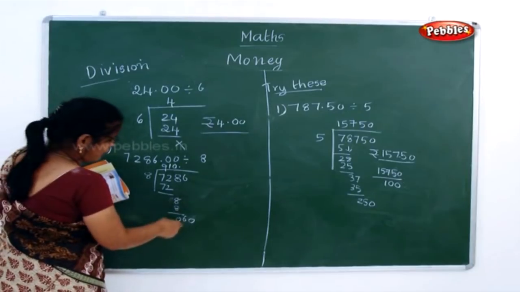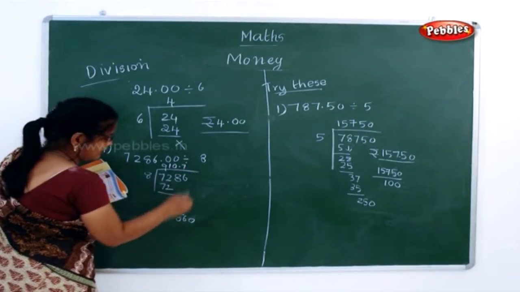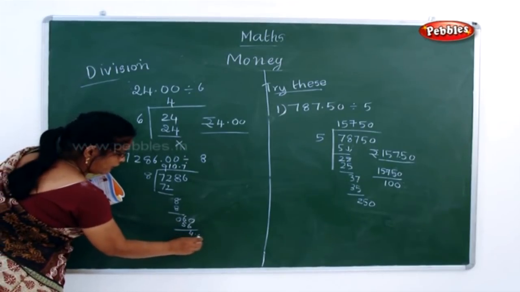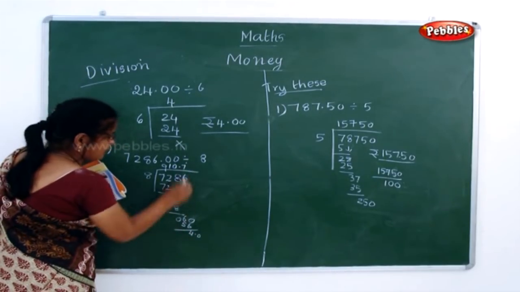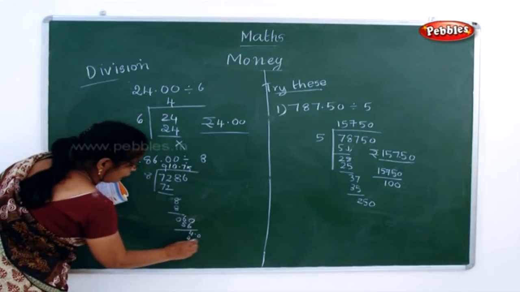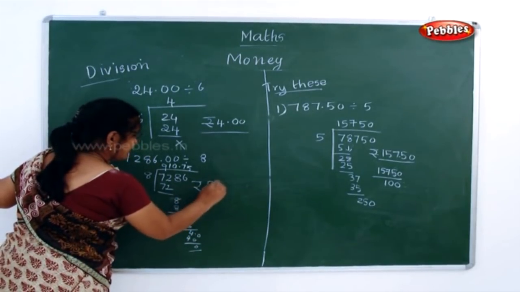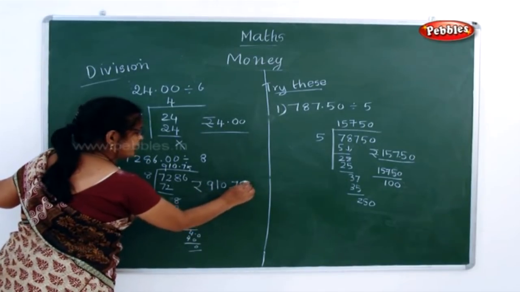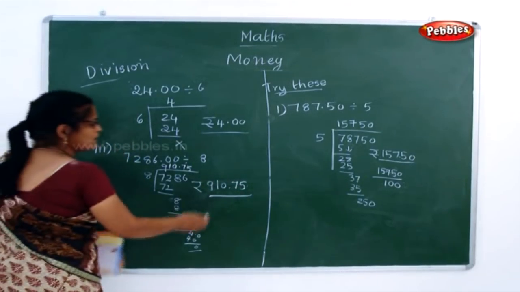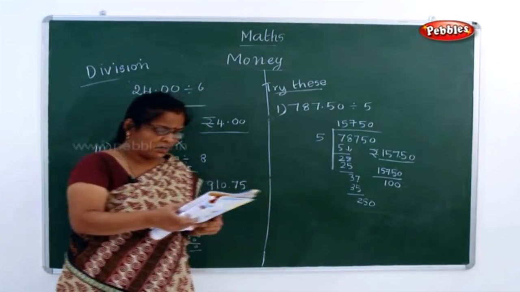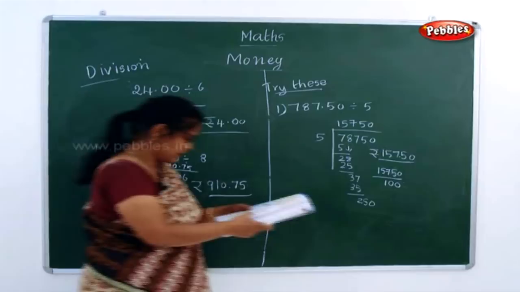When you put a decimal point here, now 8 7s are 56. So now what you get? 4 point, again 4.0. So what is it? 8 5s are 40. So now what is the answer? Rupees 910.75. So this is how you have to do your division in your book. And there's one more sum given.